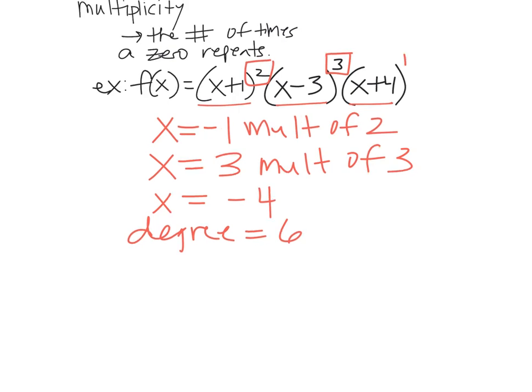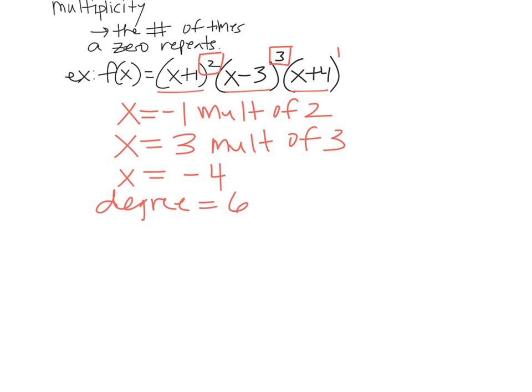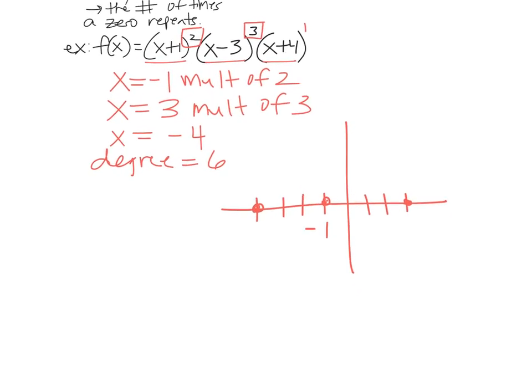So let me go ahead and tell you what's happening here. These are zeros, negative 1, 3, and negative 4. And so those are going to be our x-intercepts. So you want to go ahead and plot those. Do this with me. Go to negative 1, and we're going to plot that right there. And then negative 4. And then positive 3. Okay, so those are good. You got your zeros.